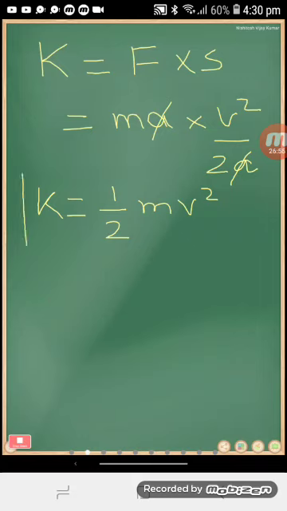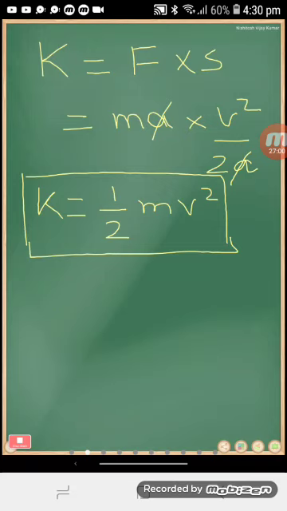So this gives us the mathematical relation to find out the kinetic energy. In other words, we can say that kinetic energy is equal to half the product of mass and square of velocity. So I hope this derivation is clear to all of you.